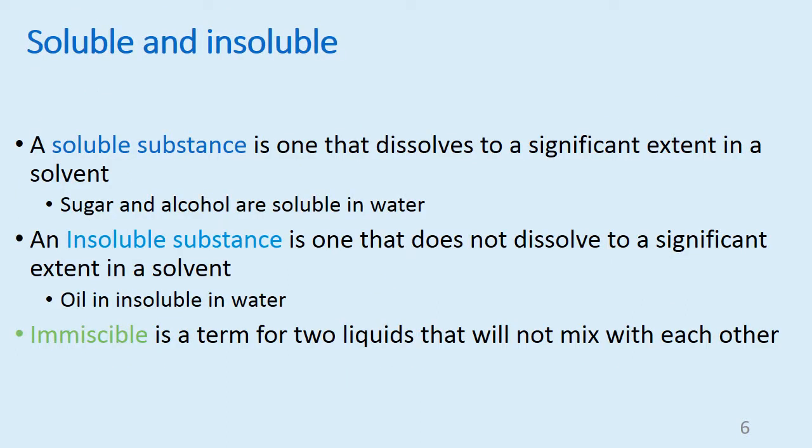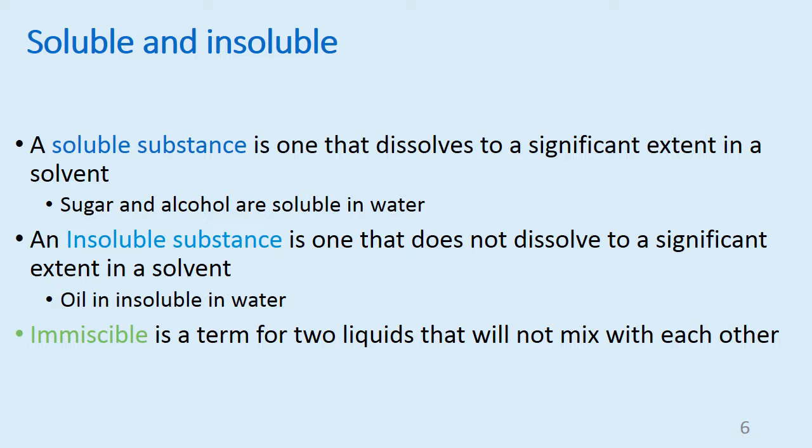So this brings us to a few more definitions. A soluble substance is something that dissolves to a significant extent in a solvent. So in our previous example, sugar and alcohol are both soluble in water. Salt is also soluble in water. An insoluble substance is one that does not dissolve in the solvent. So oil is insoluble in water.